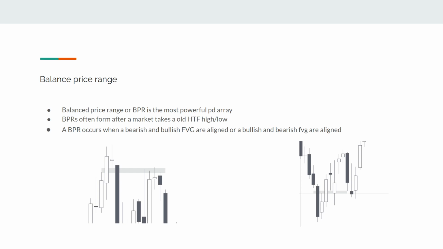Like every single time, almost every single time, it never gets inversed. It is a very, very powerful PD array. Cannot stress it enough. Your model could literally just be a sweep of liquidity on a higher time frame. If you see a BPR, you put a limit order at the BPR and you enter there. Of course, you need discipline and psychology, but this is the best PD array to use.